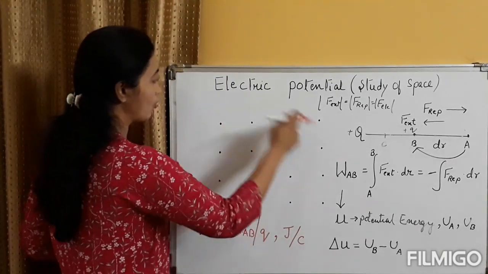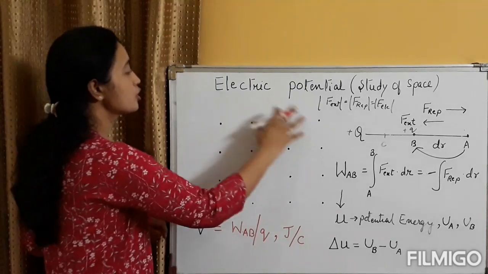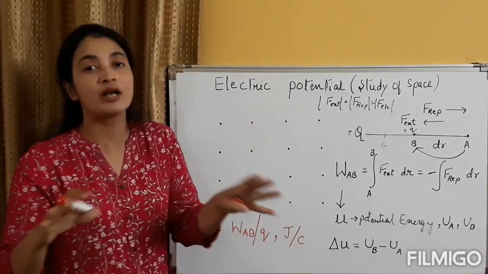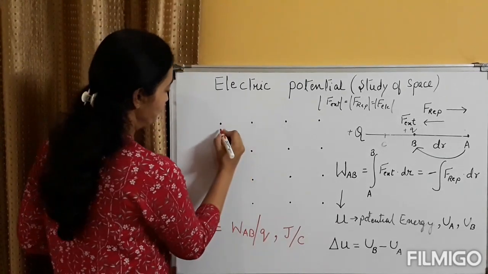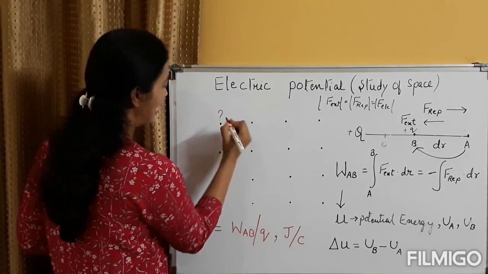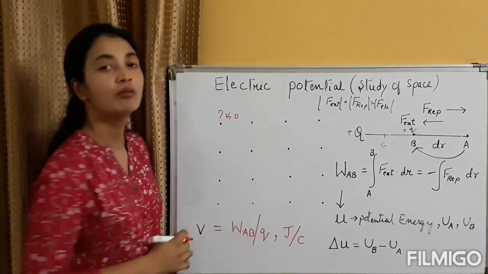Now you must be wondering, what are these dots representing? I just want to tell you something. Suppose these dots represent some general points in space. Now what would you like to say? Is there any potential at this point? The answer will be no.